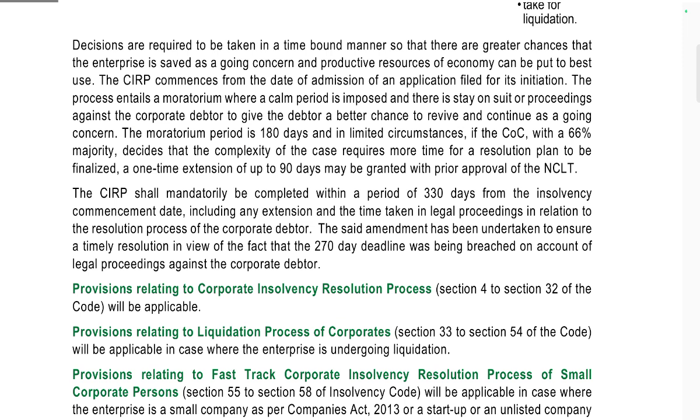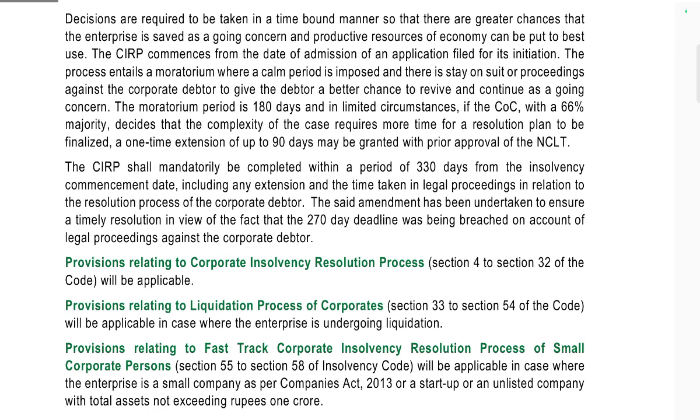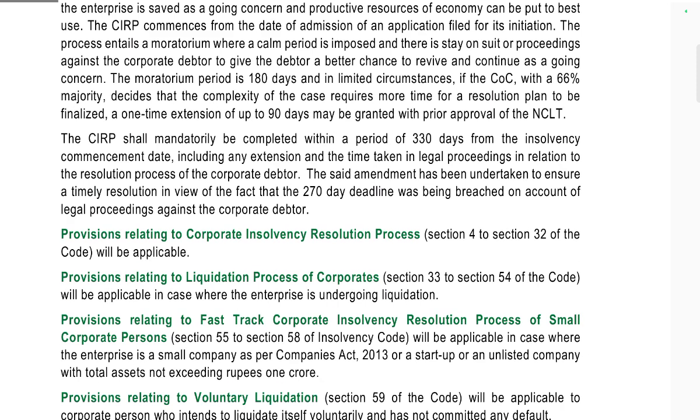The moratorium period is 180 days initially. If the COC, with 66% majority, decides that the complexity of the case requires more time for the resolution plan to be finalized, a one-time extension of up to 90 days can be granted with the prior approval of NCLT. So 180 plus 90 is 270 days maximum. The CIRP is mandatorily to be completed within a period of 330 days from the insolvency commencement date, including any extension and the time taken for legal proceedings in relation to the resolution process of the corporate debtor. So the maximum is 330 days, that is 270 plus another 60 days in total.